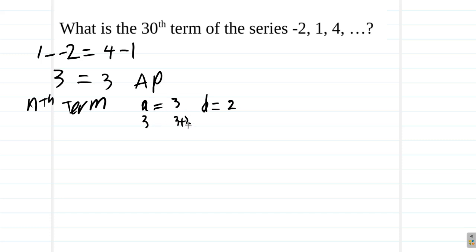The first term would be 3. The second term will be the first term plus the difference. The third term would be the second term, which is 3 plus 2, plus the difference. The fourth term would be the third term plus the difference, but the third term is 3 plus 2 plus 2, and then plus the difference. The fifth term will be the fourth term, which is 3 plus 2 plus 2 plus 2, plus the difference, and so on and so forth.